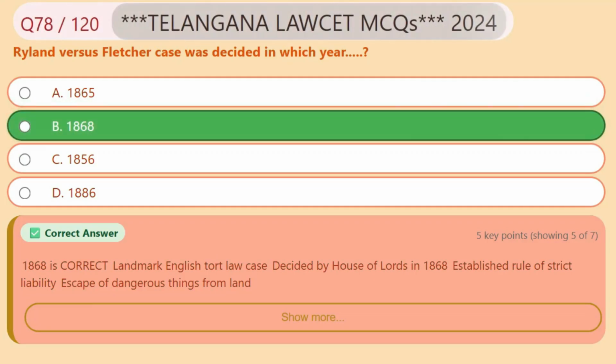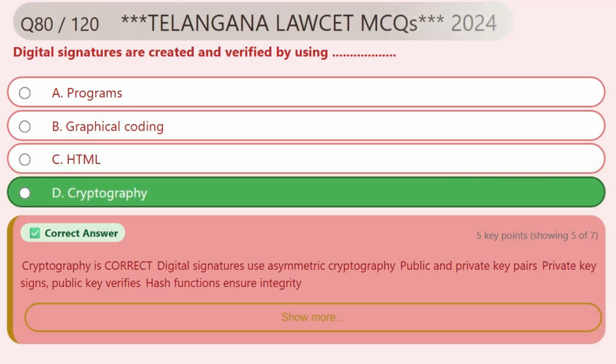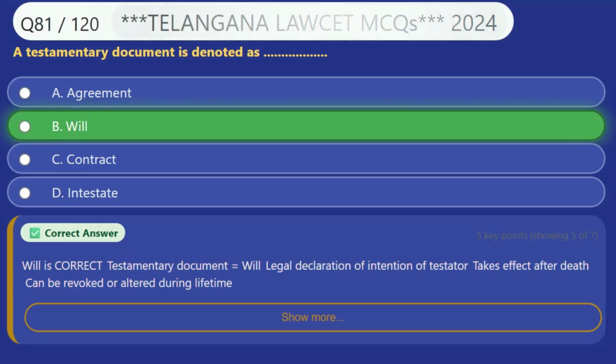Rylands v. Fletcher case was decided in which year? 1868. A borrows 20,000 rupees from B and keeps his golden watch as security for the payment of the debt. It is called a pledge. Digital signatures are created and verified by using cryptography. A testamentary document is denoted as a will.